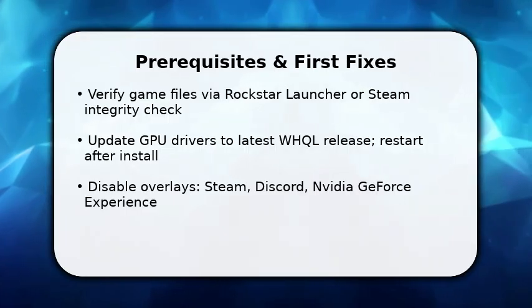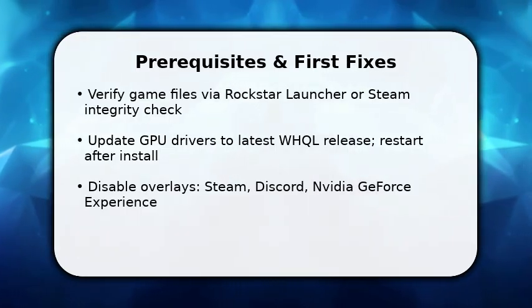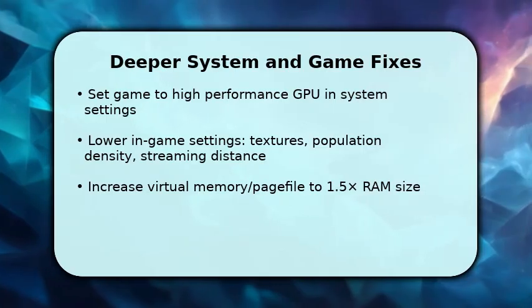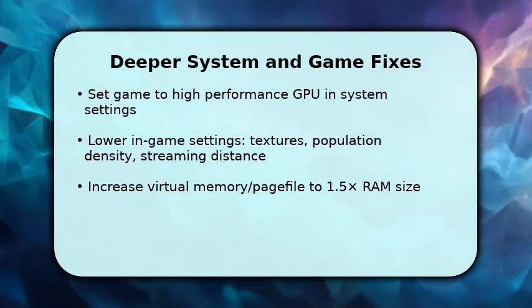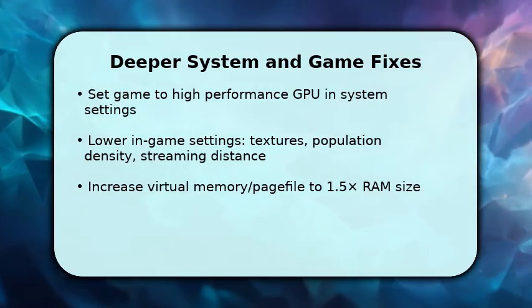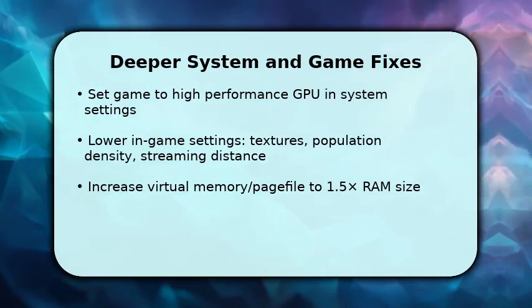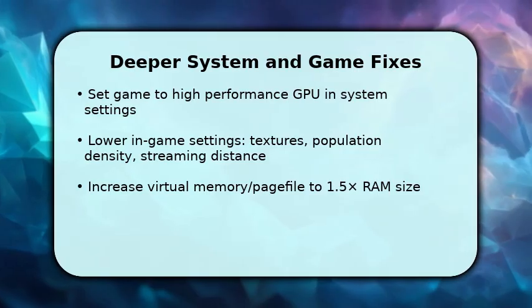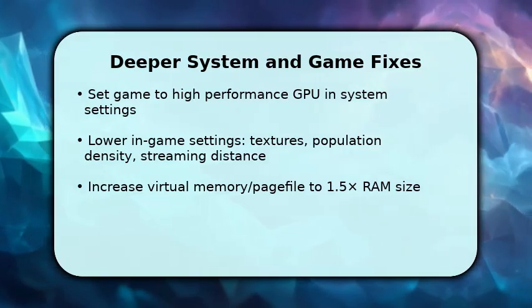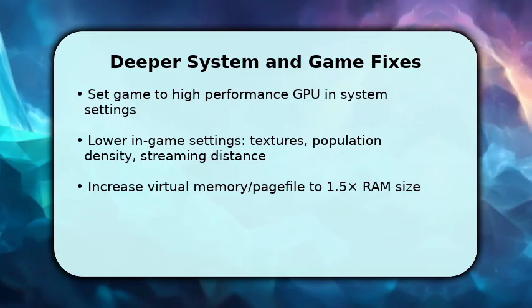Next, you address memory and GPU resource contention, which often underlie access violations. Assign the game to your high-performance GPU so it doesn't try to switch mid-session, and lower heavy settings like streaming distance and population to reduce RAM pressure. This prevents the engine from touching invalid memory.